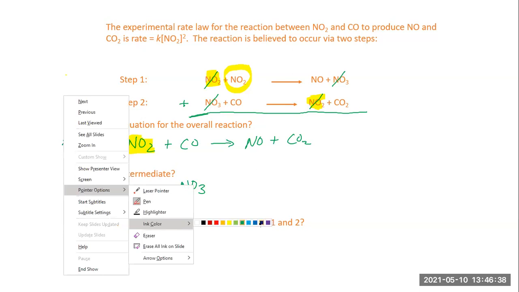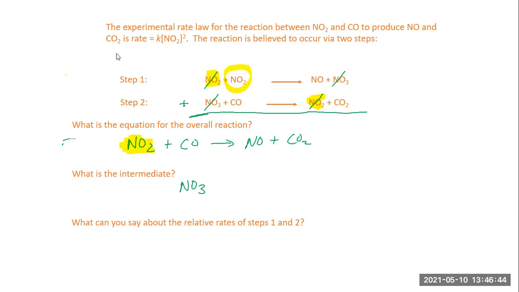Okay. Now let's talk about the last one, which is what can we say about the relative rates of steps 1 and step 2? They clearly did not give us any information next to it like this is slow, this is fast, or anything like that. So remember that in these sort of mechanism problems, for each of these elementary steps that we have here, we could actually write a rate law.